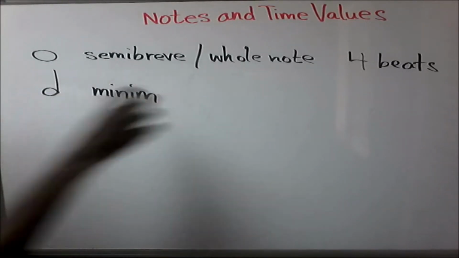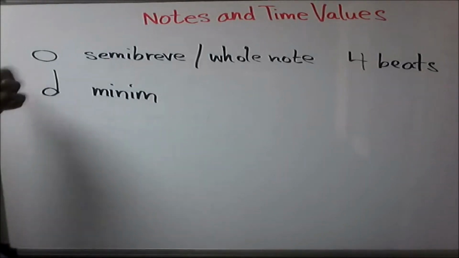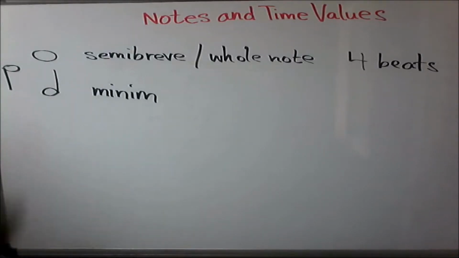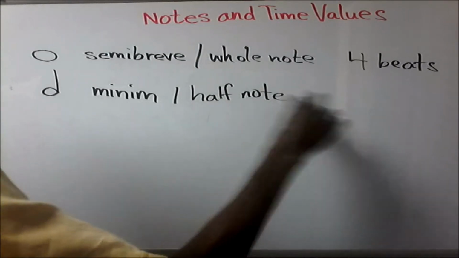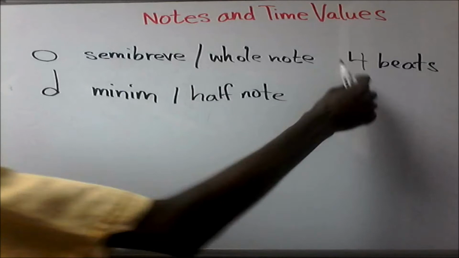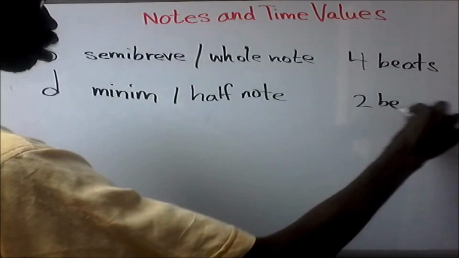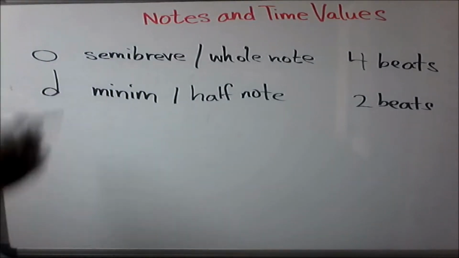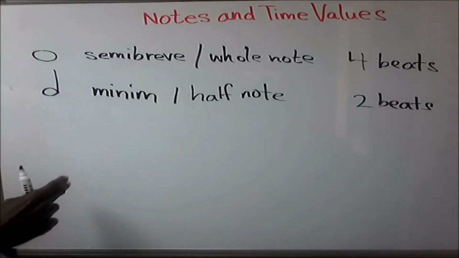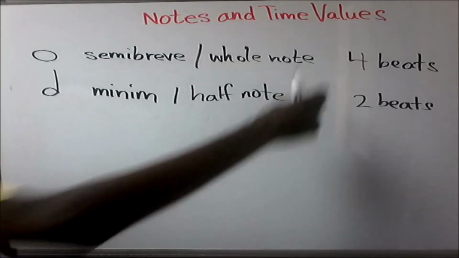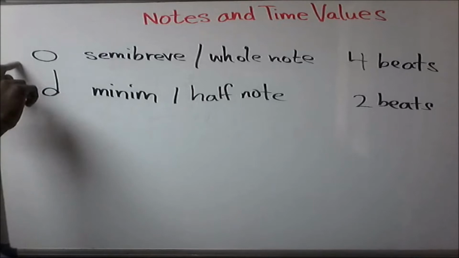The next note that we're going to look at is called the minim. It looks just like a semibreve, but it has a stem pointing upwards. You can also write them upside down, and it looks like this on the left-hand side, but we're not going to focus on that just yet. The minim is also referred to as a half note. If you're mathematically inclined, half of 4 is 2, so a minim is worth 2 beats. You clap a minim, you clap 1, 2. Let me show you the relationship between each note. Two minims make one semibreve.